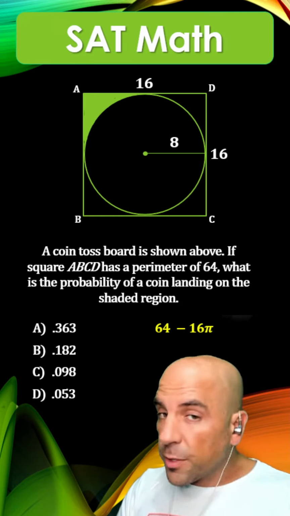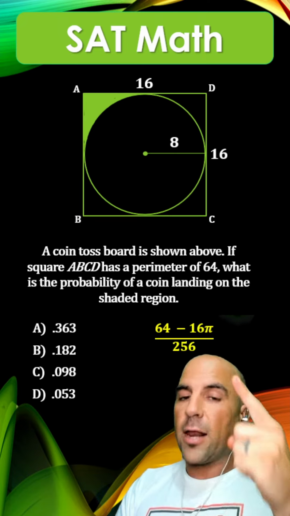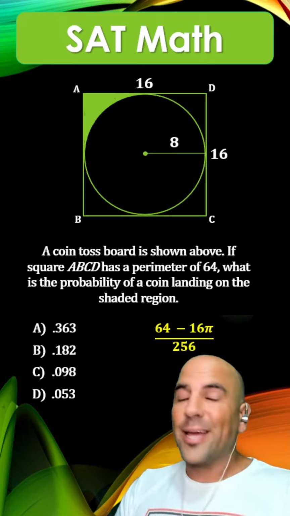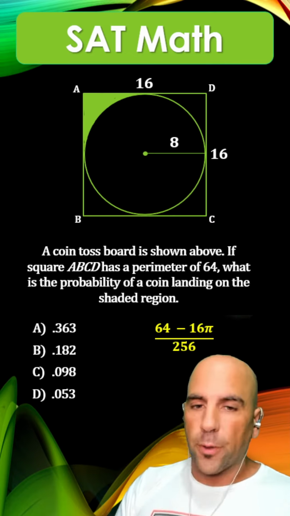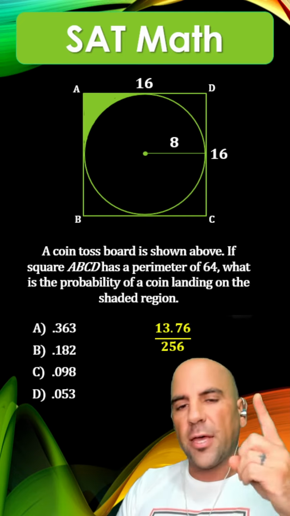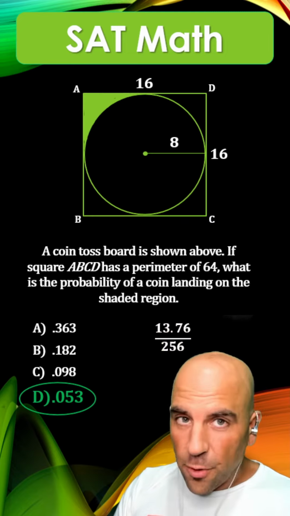Remember though, we don't just want the area of that shaded region, we want the probability. So we're going to put that over the entire area of the square, which is 256. When you look at our answers, it's clear pi needs to be turned to a decimal. So 16 times 3.14 is 50.24. Subtract the top numbers and then divide, and guess what? Your probability is 0.053.